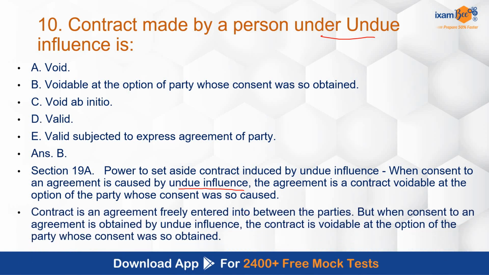Contract is an agreement freely entered into between the parties, but when consent to an agreement is obtained by undue influence, the contract is voidable at the option of the party whose consent was so obtained.